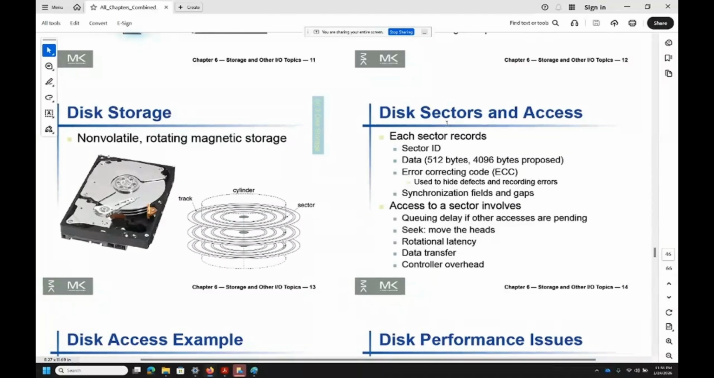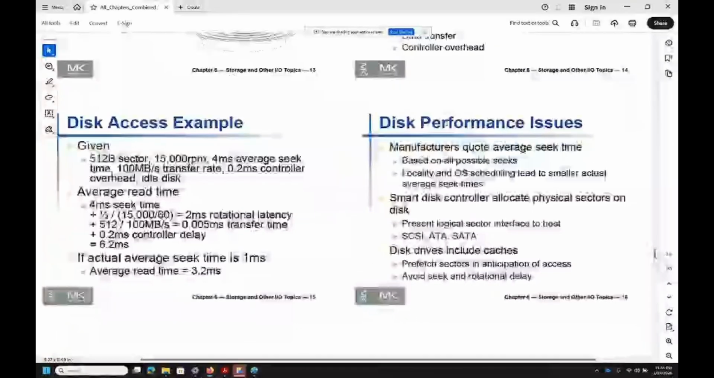Both of these use something known as ECC, which is error correcting codes. There are questions that are sometimes asked about Hamming distance and other such concepts in error correcting codes that are important. Here is an example: you have a 512 byte sector in a hard disk. It rotates at 15,000 RPM, with a 4 millisecond average seek time and a 100 megabytes per second transfer rate, and this is a controller. So you can do math on it to calculate the average time needed to read something, right?